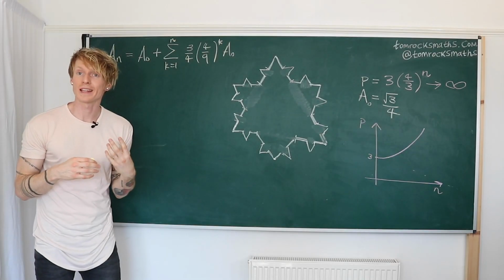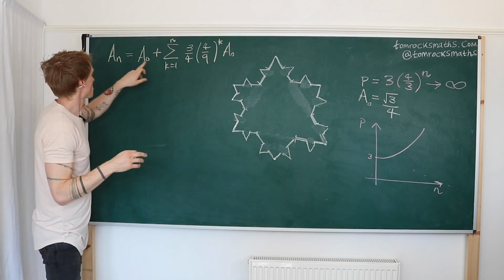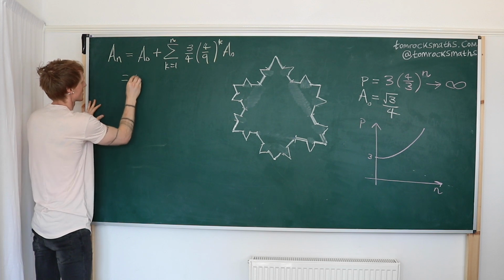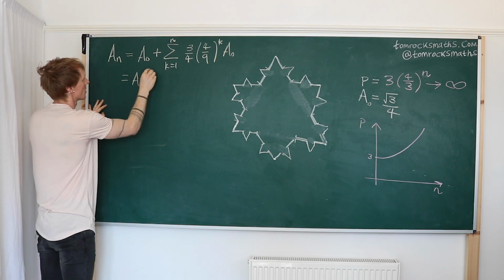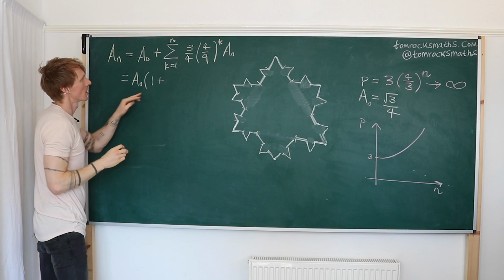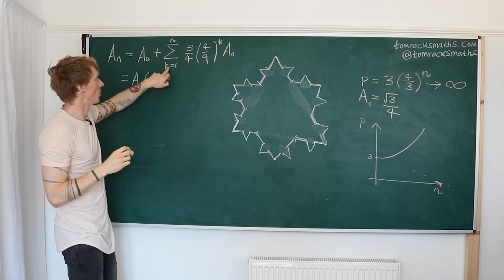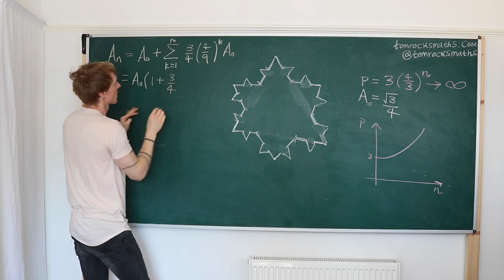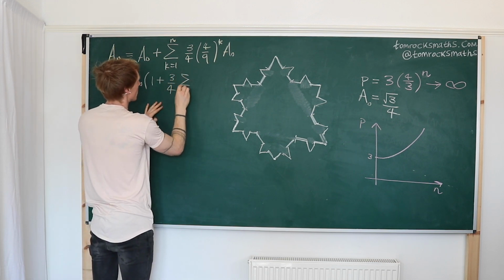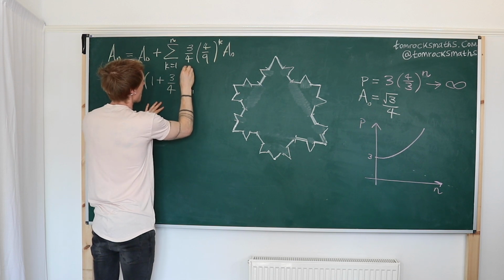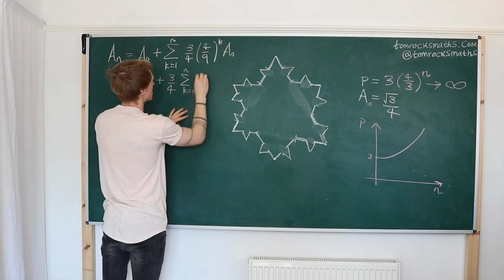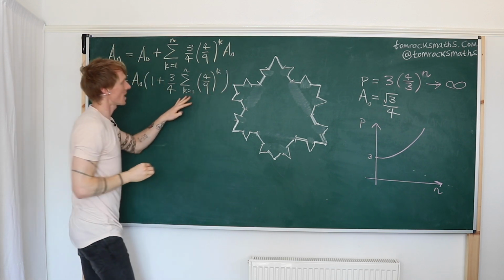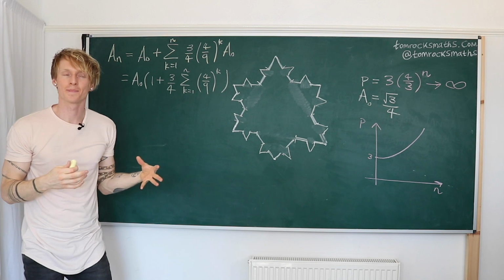We can in fact simplify this formula a little bit because we have a common factor of A0, so we can take that out to the front. Then we've got 1 plus the 3/4, which isn't involved in the sum over k, so we take that outside. And then we've got the sum from k equals 1 to n of 4/9 to the power k. So it's the same formula, just written a little neater.